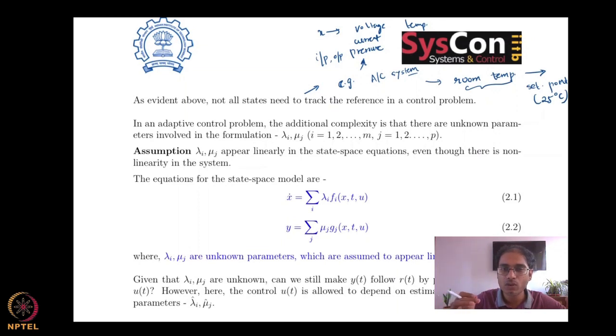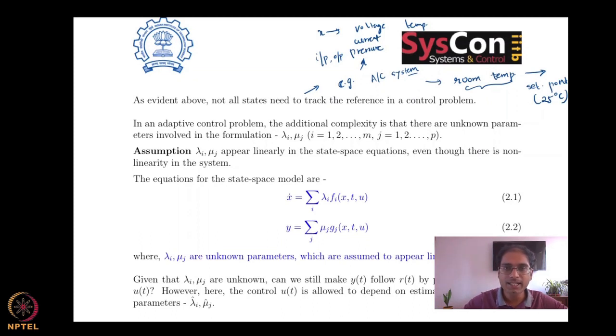And this temperature Y is only one of the states of the air conditioning system. Only one of the states of the air conditioning system. And therefore, like we said, we almost never need to track all the states. This should be rather obvious to you.